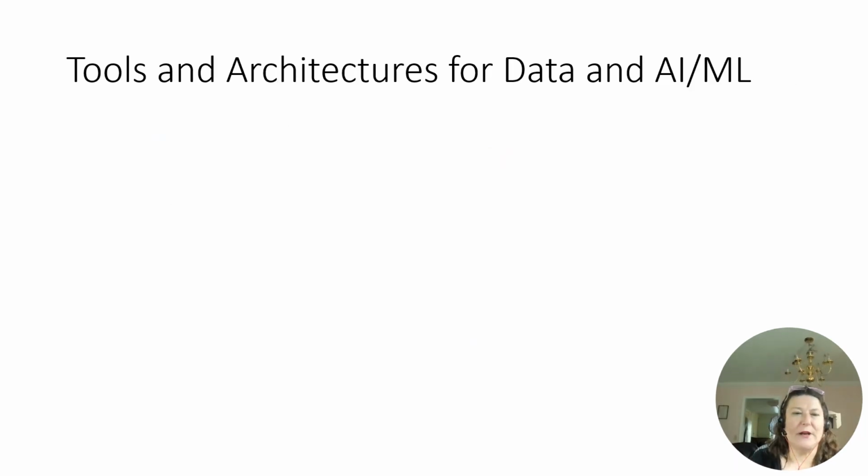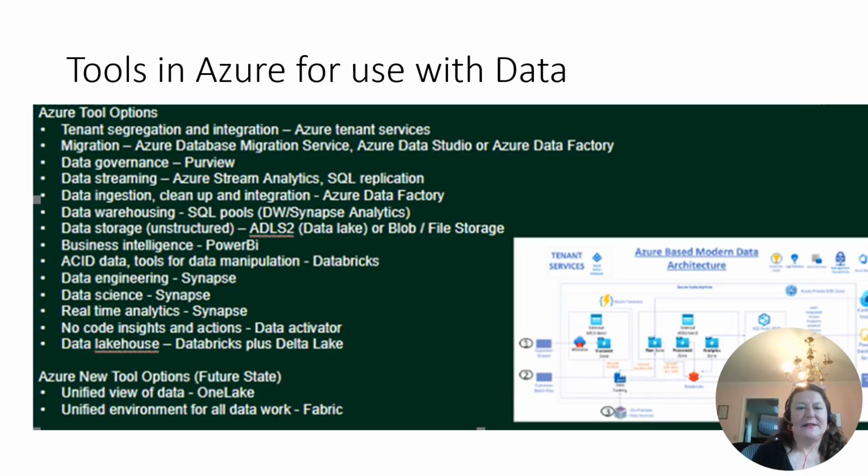So let's go one level deeper and look at the tools and architectures used for data and for AI and ML, for artificial intelligence and machine learning. So here are typical tools that you might use in an environment like this. For tenant segregation and integration, you'd use Azure Tenant Services. So this is kind of where you are providing a SaaS service to other customers.